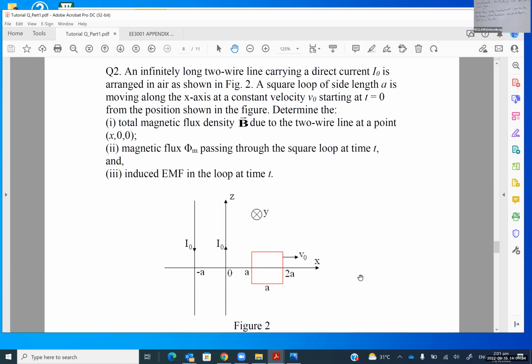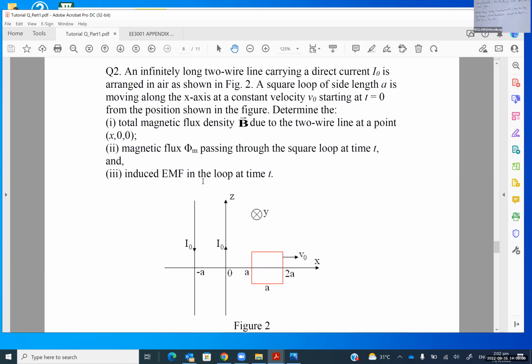So what's the first thing we need to do in order to calculate the induced EMF in the loop? We need to calculate the magnetic field due to the I naught flowing in those two wires. So how do we do that? Yes, we draw the diagram. Now which diagram do we draw?